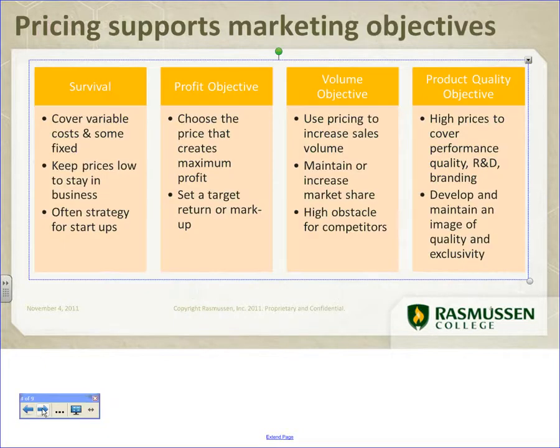So let's take a look at some of these marketing objectives, okay? First of all, if you are a startup company, you'll often find that your marketing objective is simply to stay in business. And this is called survival, right? Very, very simple, but not easy concept. So your pricing is created in order to cover your variable costs and some of your fixed costs in order to stay in business to the point where you are making a profit at some point.